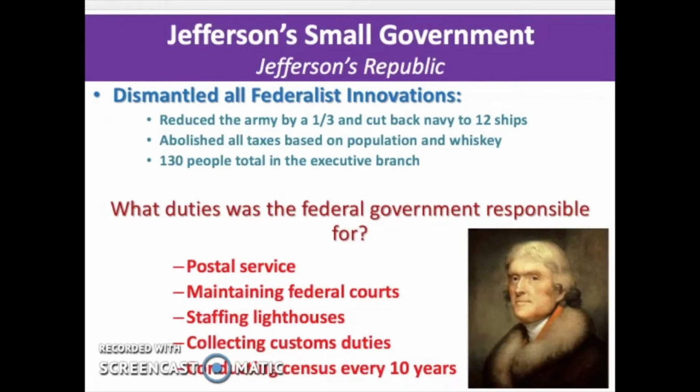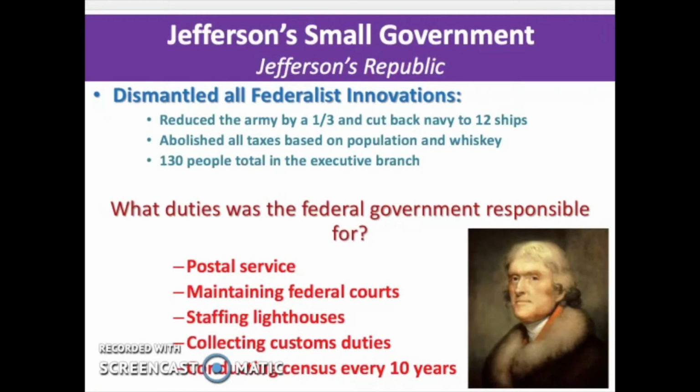And his idea of having small government, reducing the army size, abolishing taxes, most popularly on whiskey, very popular if you remember the Whiskey Rebellion, and a very small executive branch, to bring it down to the bare bones and to not have a strong federal government, but have strong state governments.